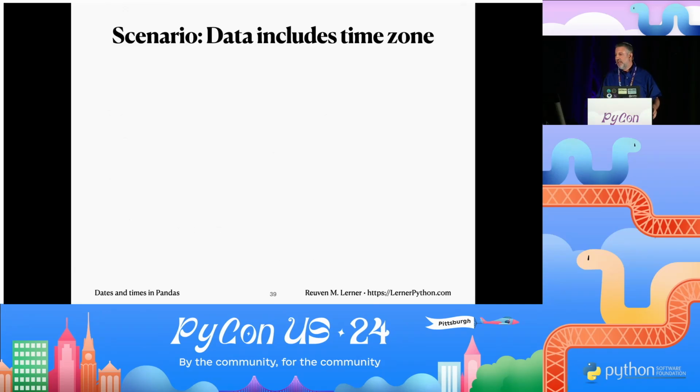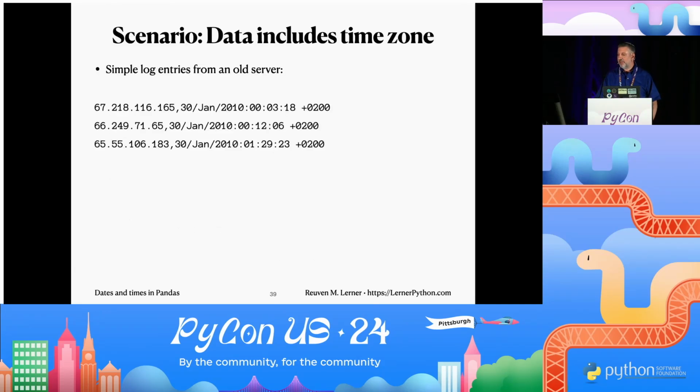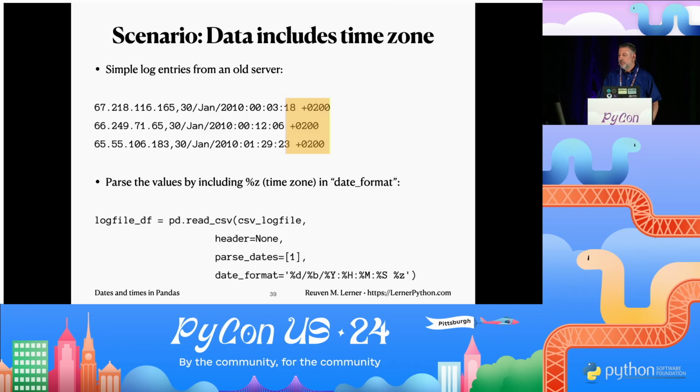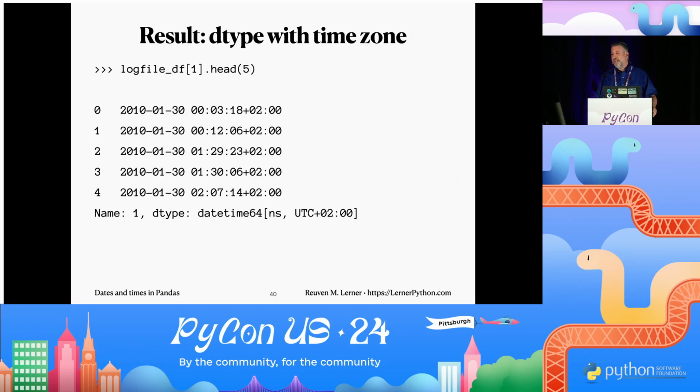If it includes the time zone, actually, it's not so bad. Here is an example of some entries from an old server I used to run. You can see that each of the datetime entries includes the time zone. If I include %z in the date format, like I did at the bottom there, it comes in with a time zone. And the result of doing this, here we go.